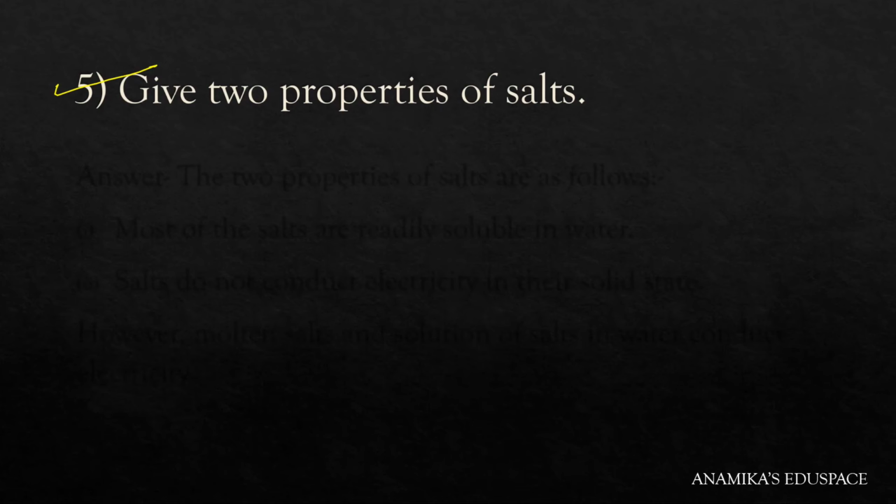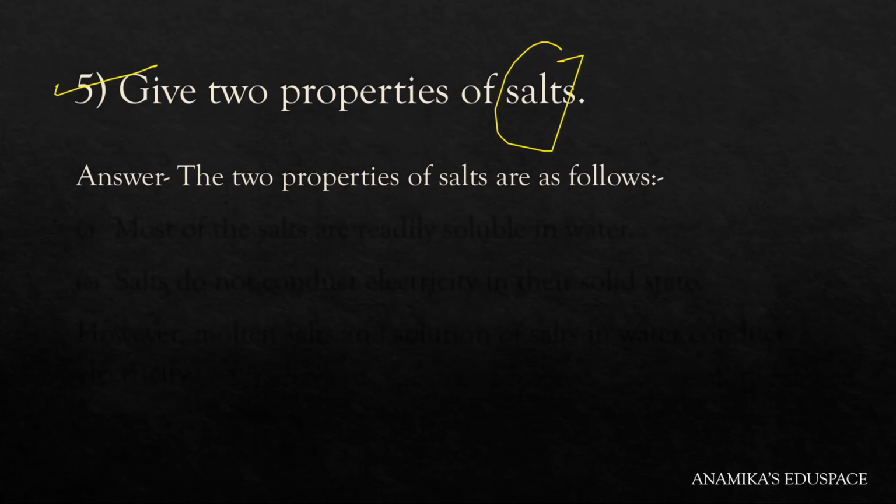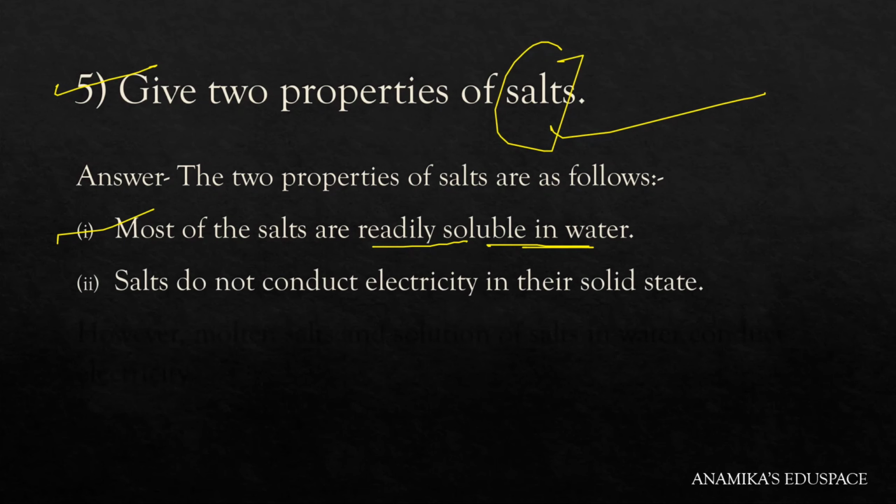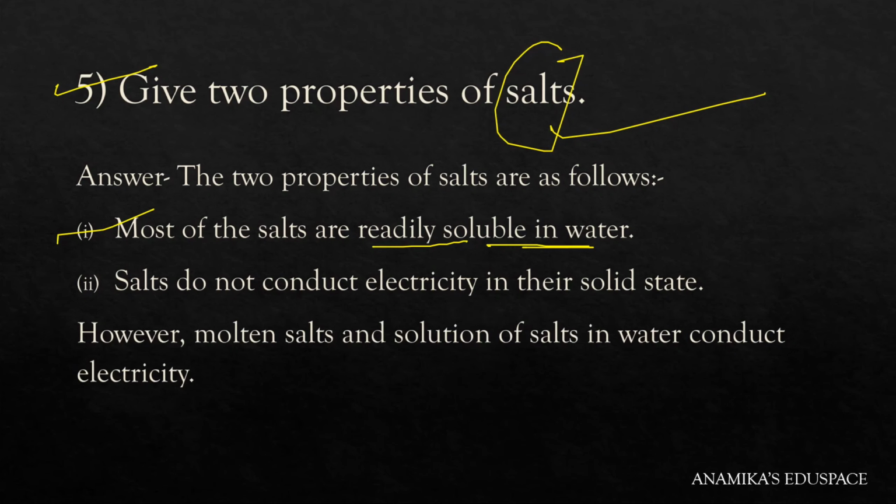Question number 5. Give two properties of salts. Answer. The two properties of salts are as follows. Number 1. Most of the salts are readily soluble in water. Number 2. Salts do not conduct electricity in their solid state. However, molten salt and solution of the salt in water conduct electricity.